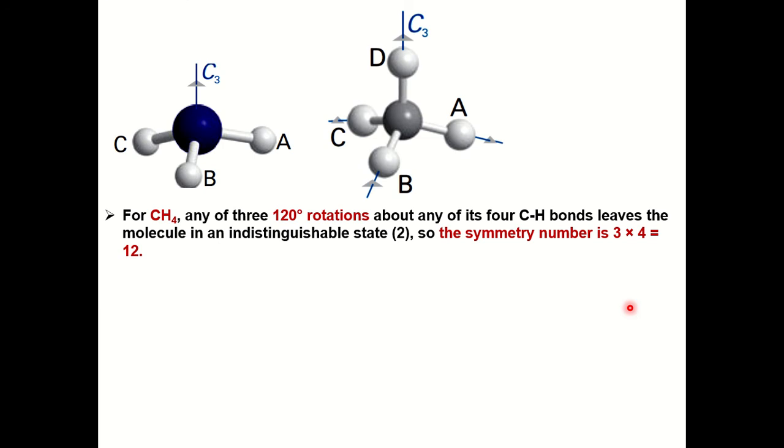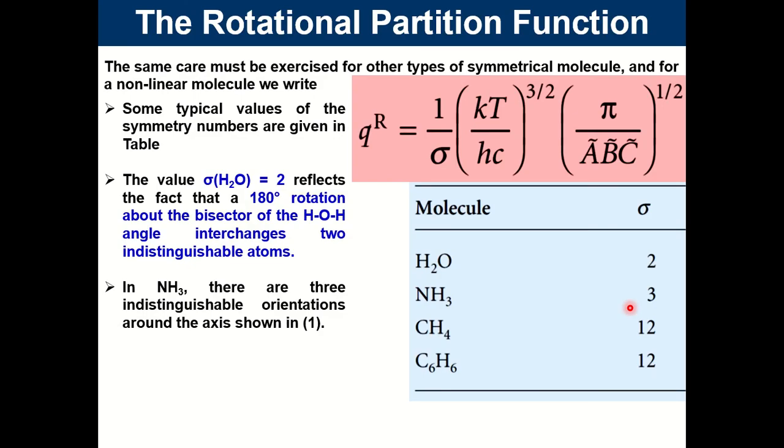It is not difficult to understand. In case of water, you have a C2 axis, and a 180-degree rotation interchanges the position of the two hydrogen atoms, and both are equivalent. So you are having two equivalent configurations within one complete rotation.